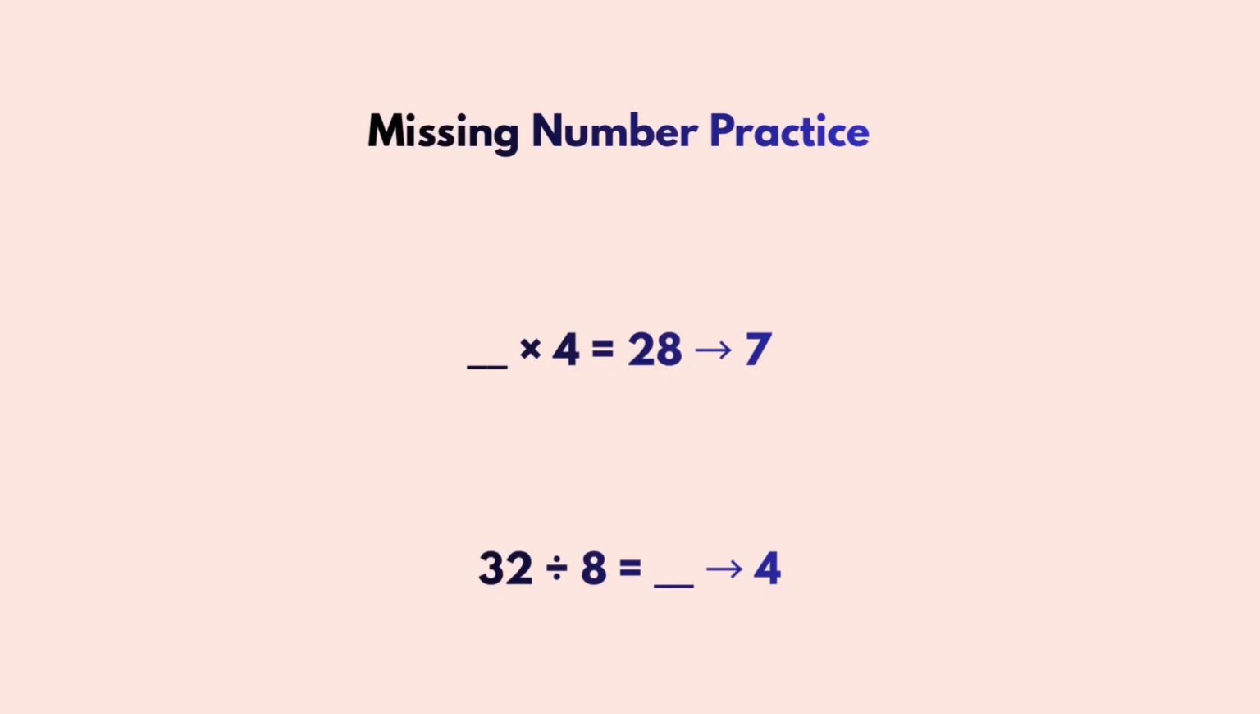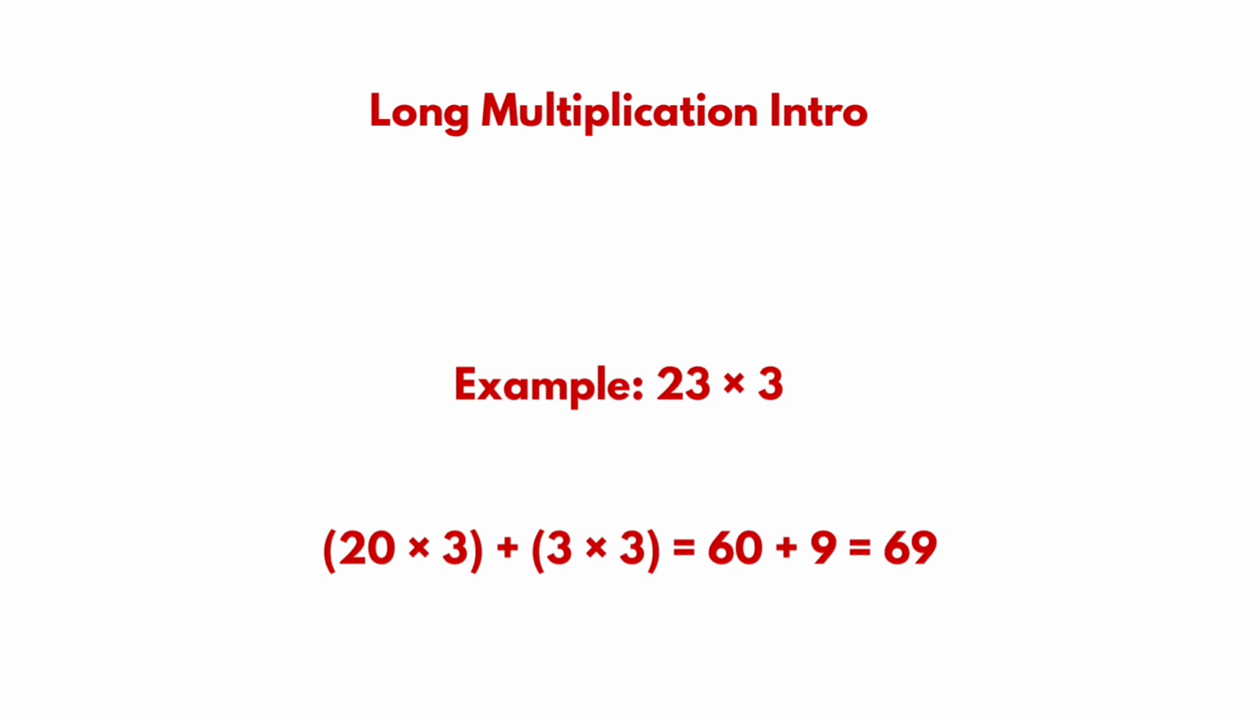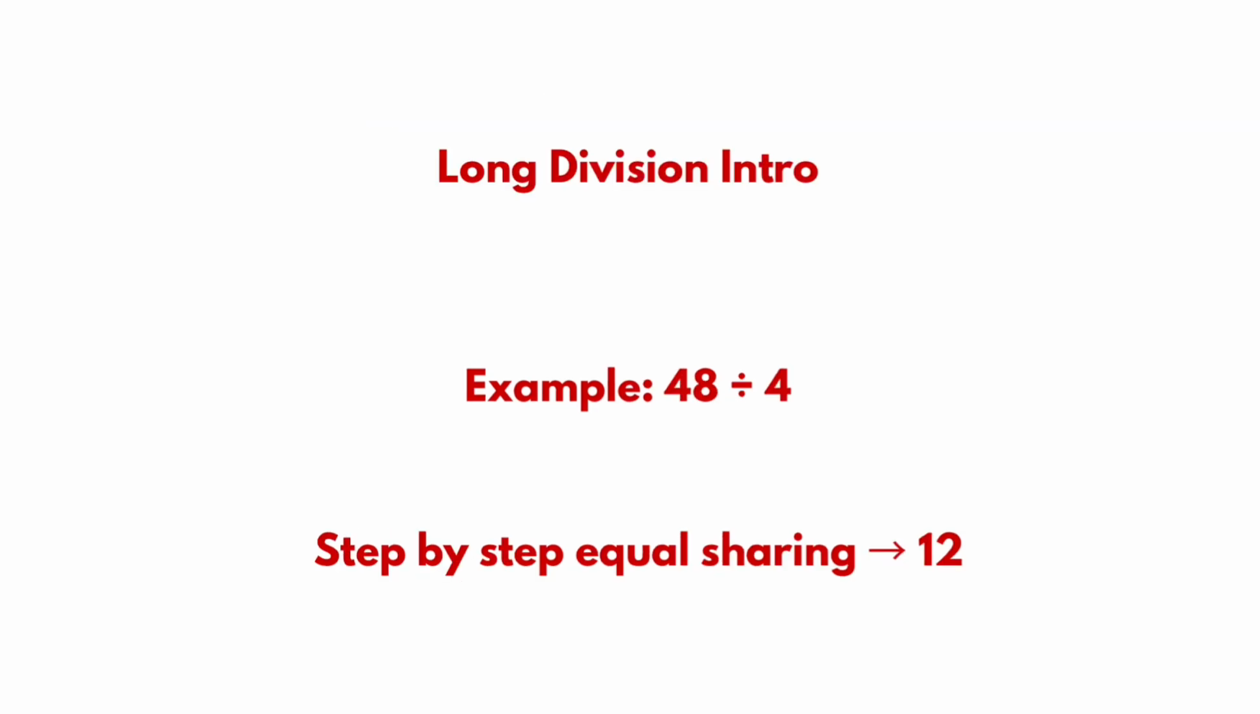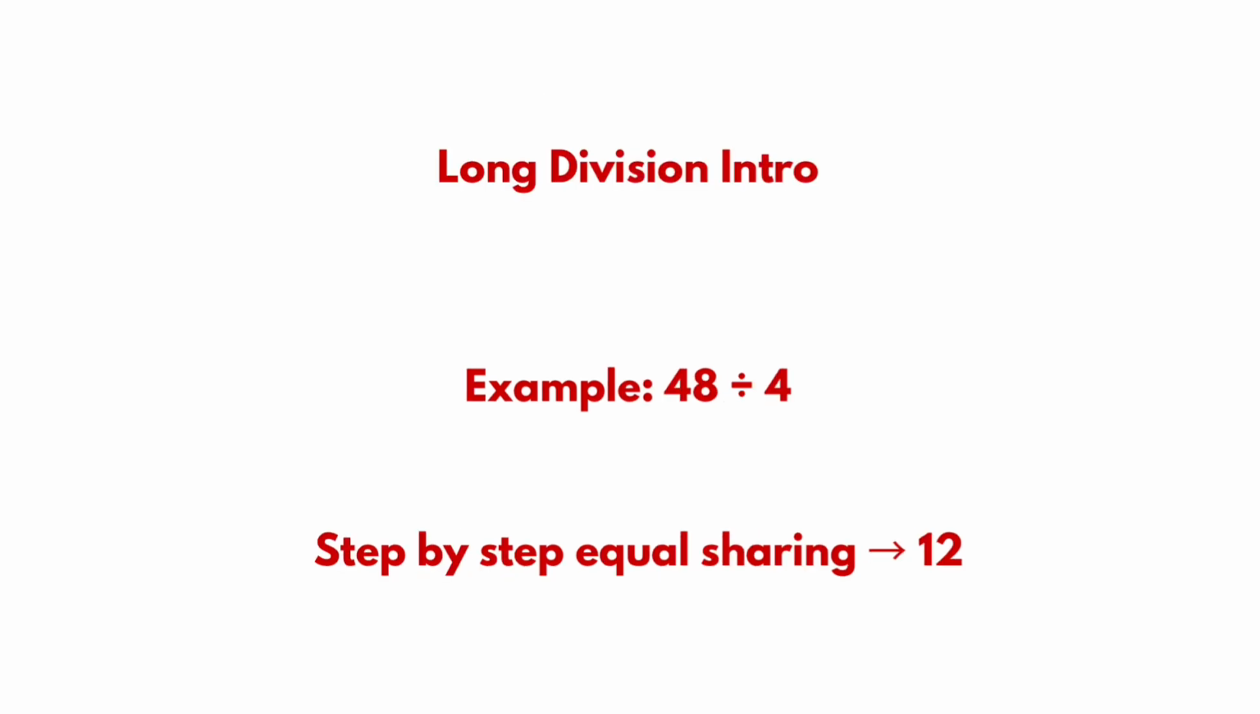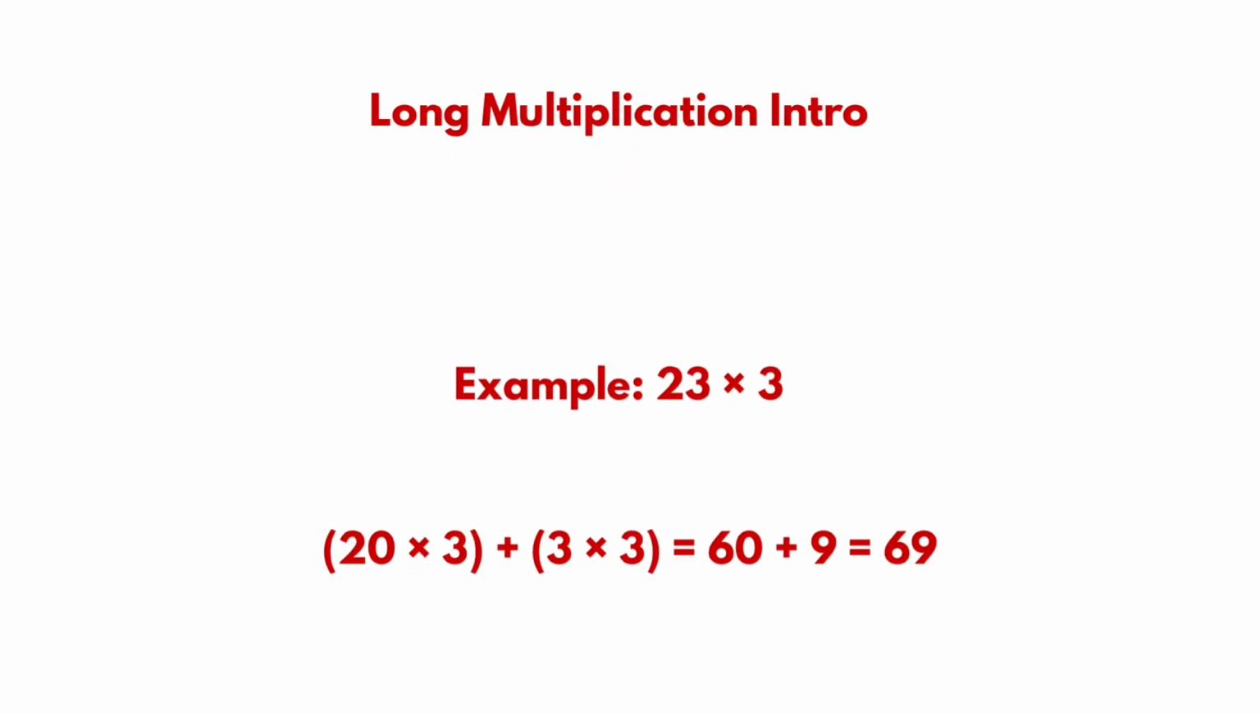We have a missing number practice here. You can practice. We have a long multiplication intro. Example, 23 multiply 3. So we will make a grouping. 20 multiply 3, then another one in the bracket, 3 multiply 3. Now 20 multiply 3 is 60 plus 3 multiply 3 is 9. So 60 plus 9 is 69.